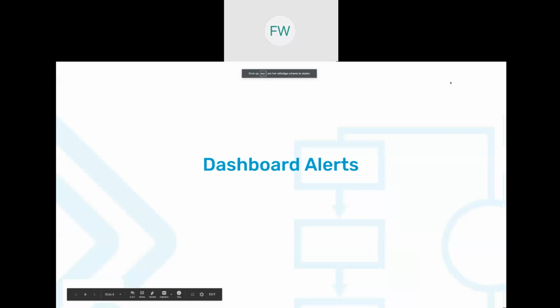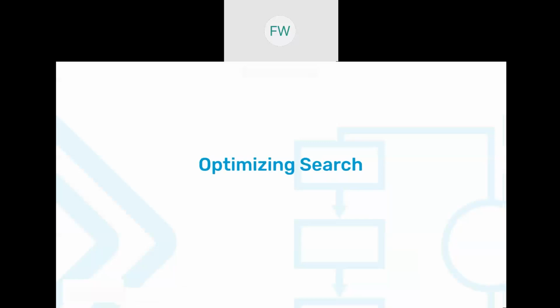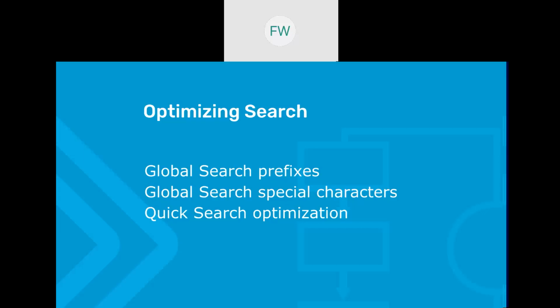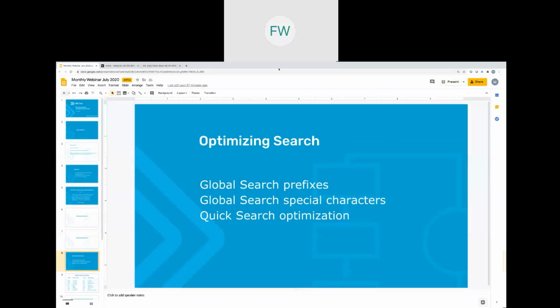Okay, moving on to topic number 3, optimizing search. Now, I'm going to show you the global search prefixes, which I'm sure you all use, but I'm going to elaborate a bit on those. I'm going to show you some special characters for global search and show you the functionality in quick search, which has quite a few options. Again, I'm switching to NetSuite.